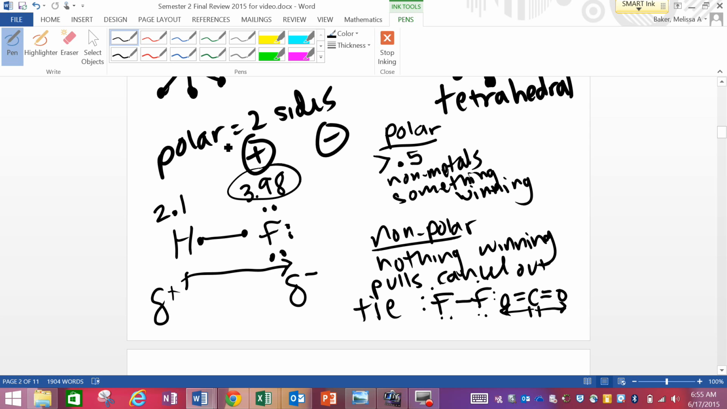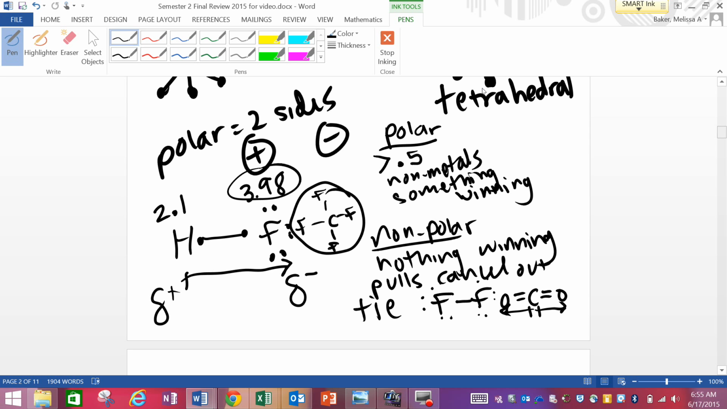Another example of something that's nonpolar would be CF4. You've got a tetrahedral shape. One's pulling up, one's pulling towards the bottom, one's pulling towards the right, one's pulling towards the left. So everything cancels out. That would be another nonpolar.